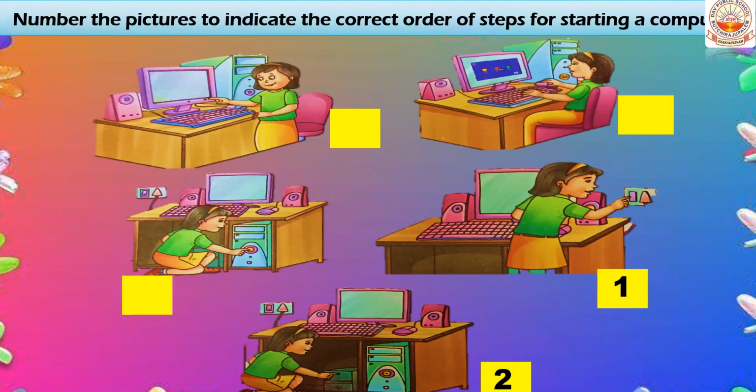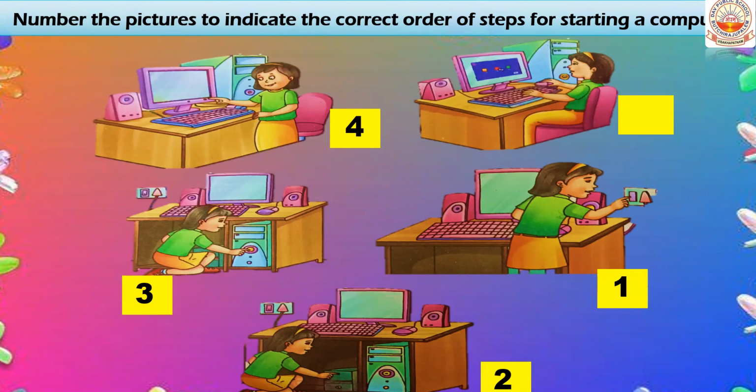Now tell me what is the third step? Can you tell me? What is the third step, children? Yes, you have to switch on the on-off button on the UPS. Now, what is the fourth step, children? Yes, you have to switch on the on-off button on the monitor. That is the fourth step.